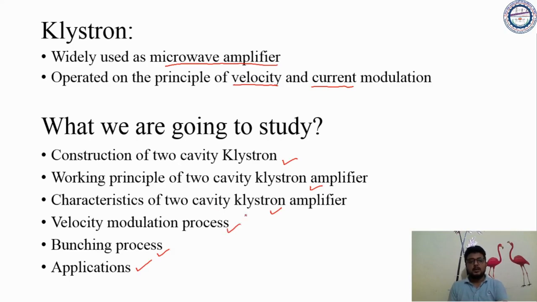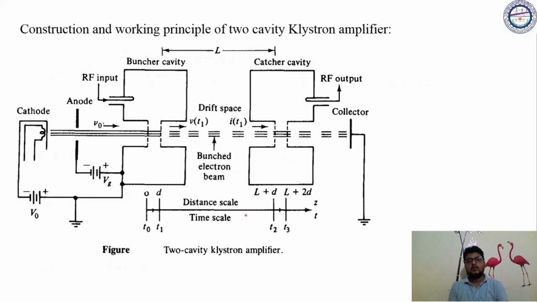First I start with the construction and working principle of the two-cavity klystron amplifier. To understand the construction, we will first see what elements are present in the two-cavity klystron amplifier. First we have the cathode, then the focusing anode, and the two cavities: first the buncher cavity, also called the input cavity, and then the catcher cavity, also called the output cavity. The RF input is applied to the buncher cavity. This is also called the gap voltage.